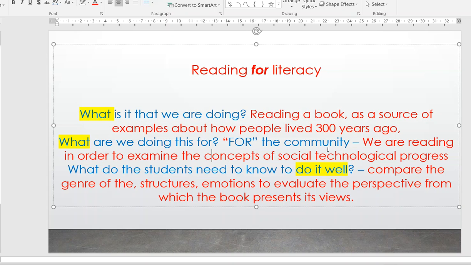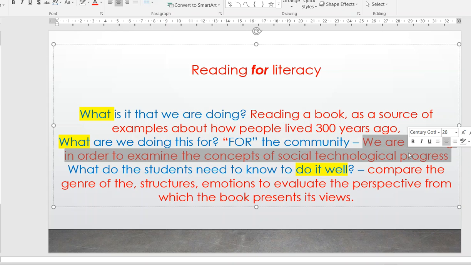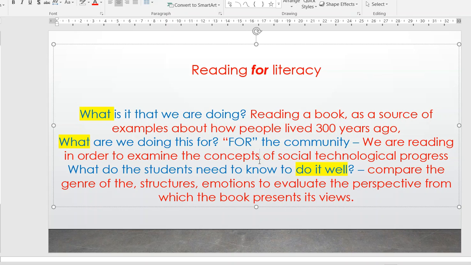And what are we reading this for? I might be reading this in order to learn the genre of factual presentation, how to present factual information. And here, what are we doing this for? We are reading this in order to examine the concept, or concepts, of social and technological progress. And then, what students need to know to do it well.